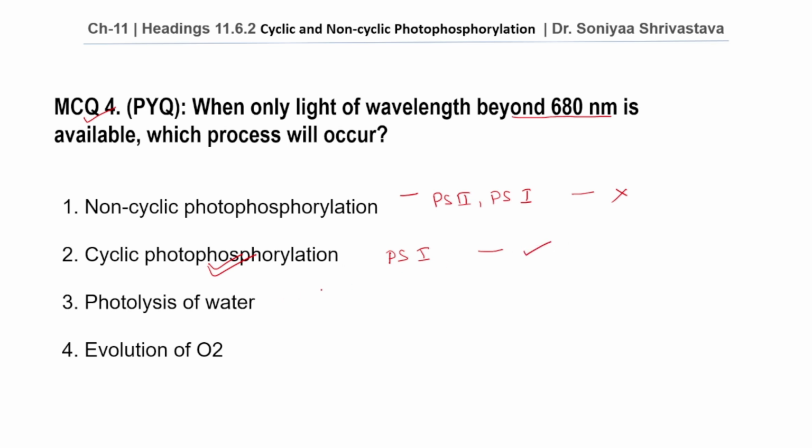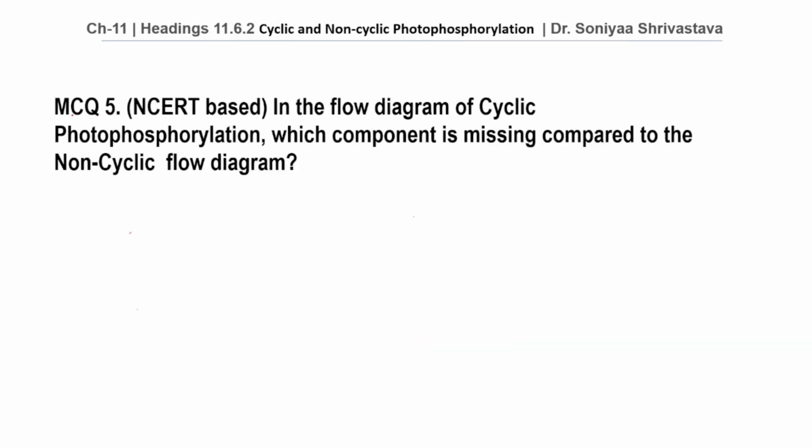Photolysis of water. Water splitting is associated with PS2, and PS2 works at 680. So beyond 680 it becomes inactive. So this option is also wrong. Evolution of oxygen is related with photolysis. That means PS2 and 680. So this option is also wrong.